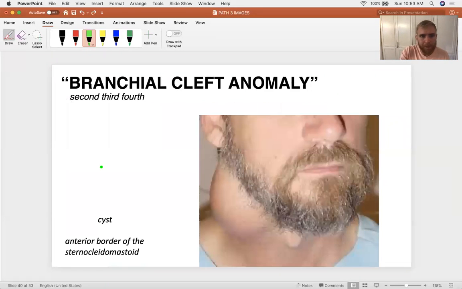Here is a non-specific branchial cleft anomaly involving either the second, third, or fourth branchial clefts. This is a cyst at the anterior border of the sternocleidomastoid muscle of the neck. And it's non-specific because, again, an anomaly in either of these three separate arches will produce a cyst at this location.